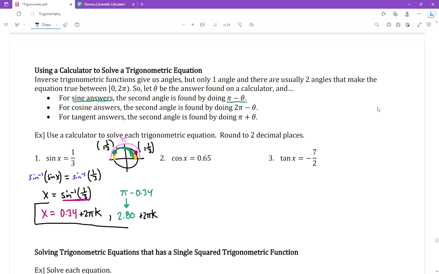There we go. There's all solutions to our sine equation there. Okay, let's go ahead and do these other two.